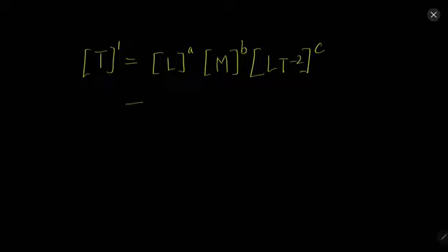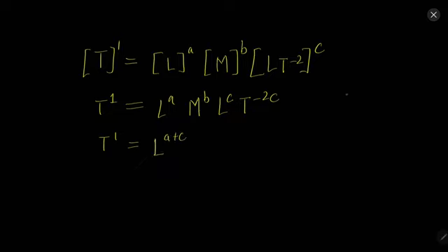So let's just open the brackets first. So this is T to the power 1, this is L to the power A, this is M to the power B, this is L to the power C and T to the power minus 2C. Now we can write L to the power A plus C. Okay, we know that. Let's say if we have x square times x cube, we will get x to the power 5. When we multiply, we add the powers. So similarly, L will be A plus C. M again it is alone, M to the power B, and time minus 2C.